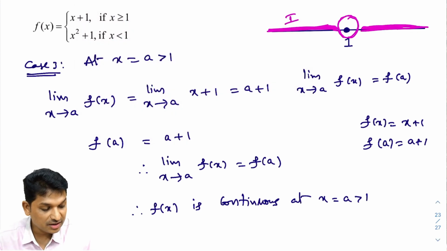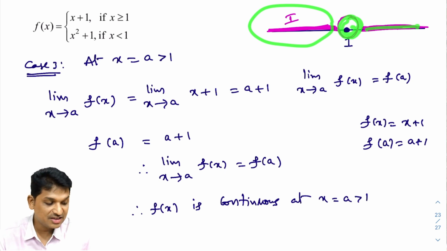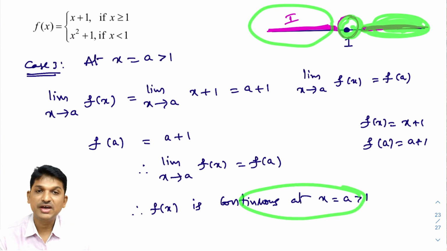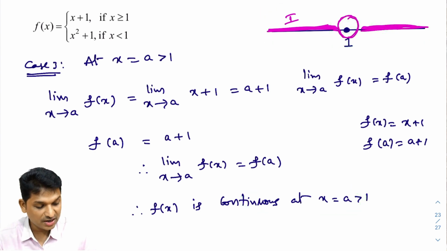In case 1, I got that it is a continuous function. In case 2, it is continuous at x equal to 1. In case 3, in this zone, I got that it is a continuous function. So I came to know that this function is continuous in its domain. So what will I conclude?